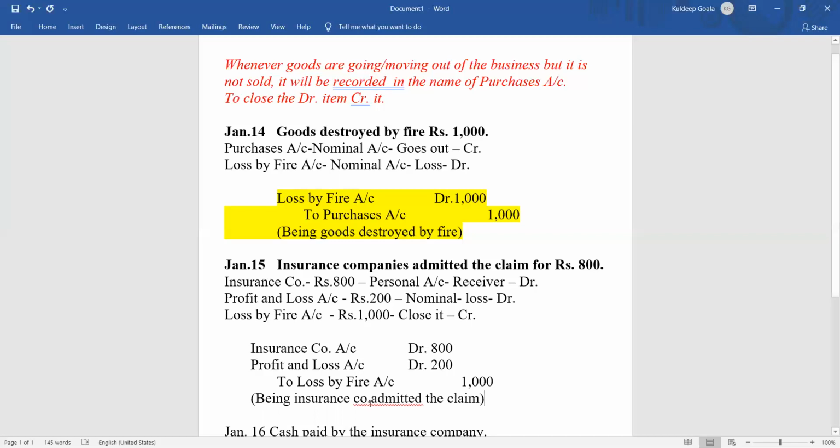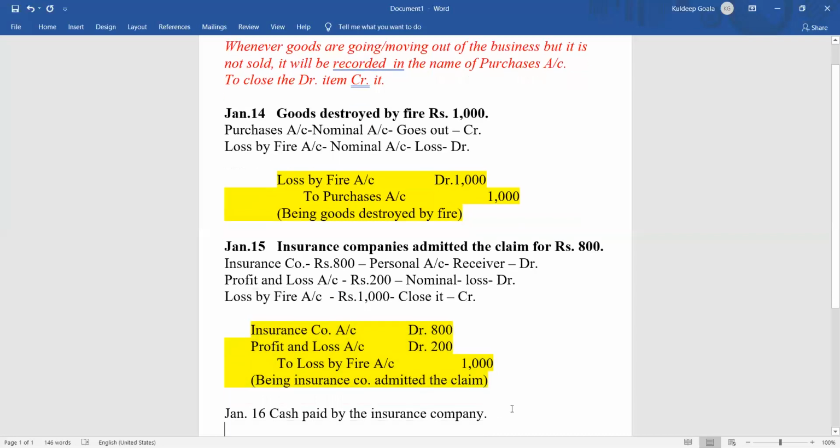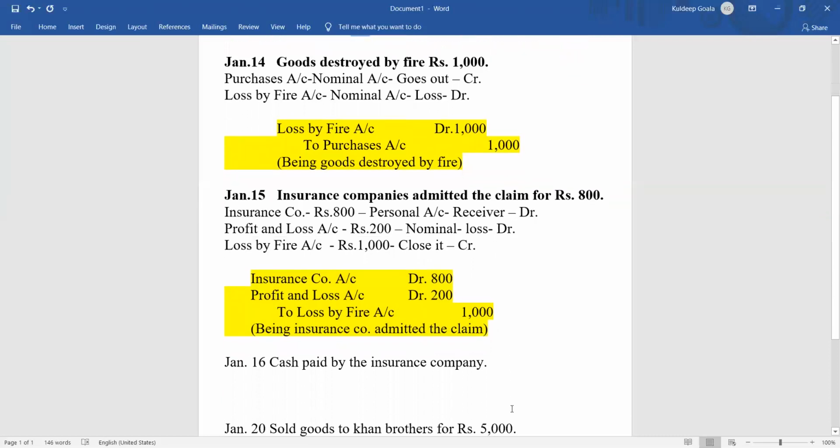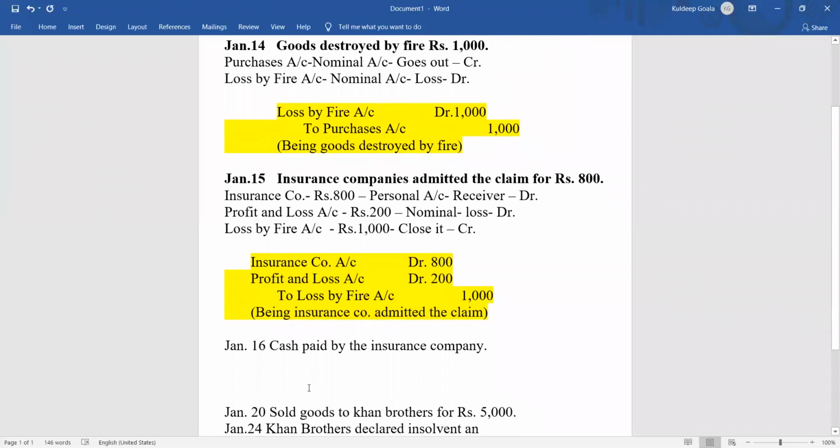Okay, this is how you can end up with the transaction. I'm highlighting this for your understanding. This is what you are going to write in the exam, only the highlighted part, not the remaining. Okay, so is it clear? Now we'll go with the next related transaction, that is the transaction dated January 16.